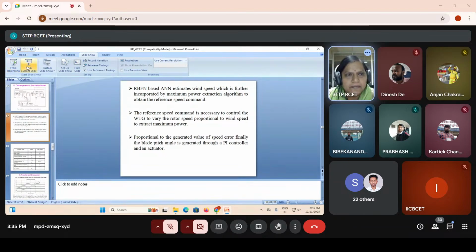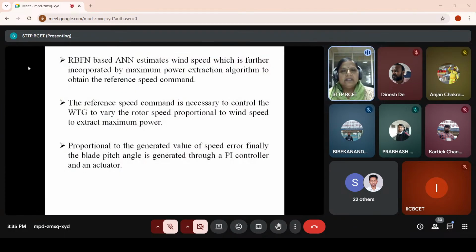So here, as we have discussed earlier, the RBFN based, that is radial basis function network based, ANN, artificial neural network system, we have designed, which is estimating the wind speed, which is further incorporating the maximum power extraction algorithm to obtain the reference wind speed, and this reference speed is compared with the real value so that we can get the speed error, and proportional to the speed error we are generating the pitch angle, which is further incorporating the ANN to generate the wind speed. So this is how we are having the whole closed loop system.